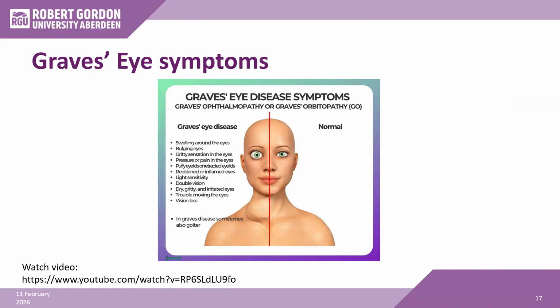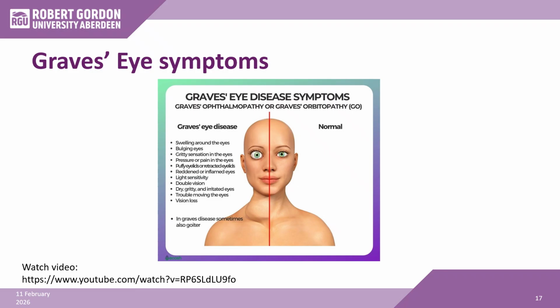Here we focus on Graves' eye disease, which is also called Graves' orbitopathy. It's an autoimmune inflammatory process affecting the tissues behind the eyes. So typical symptoms include eye irritation and watering, gritty sensation, light sensitivity, eyelid swelling. And in more severe cases, you have protrusion of the eyeballs and double vision, as seen here.